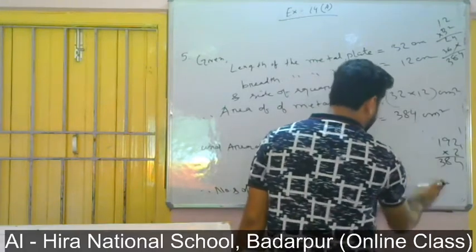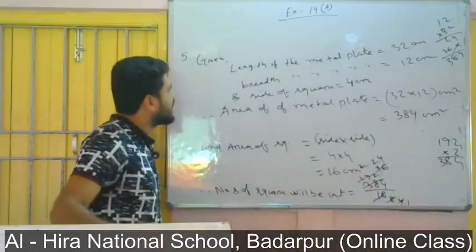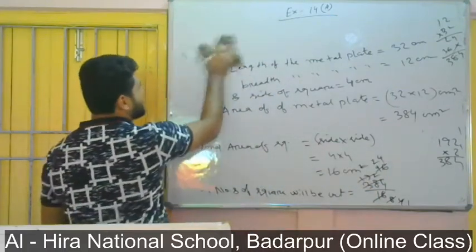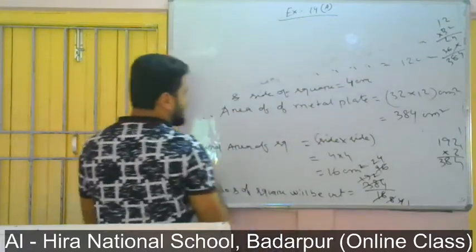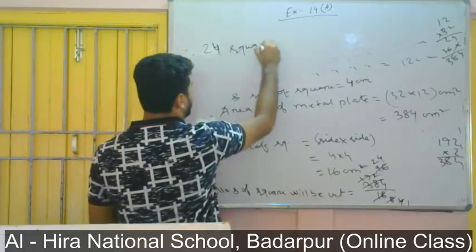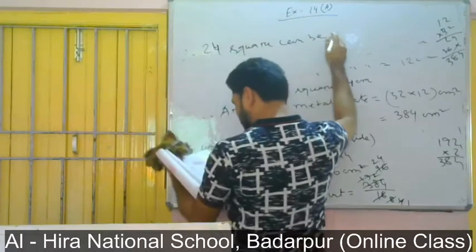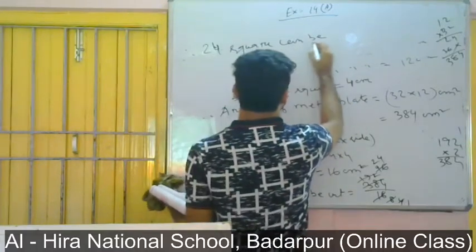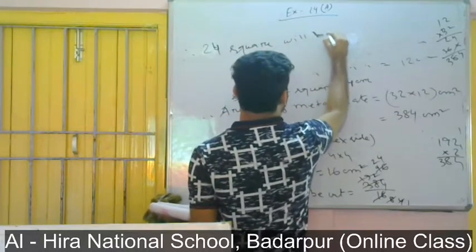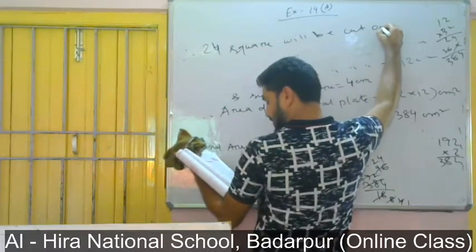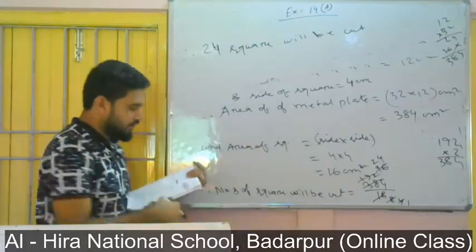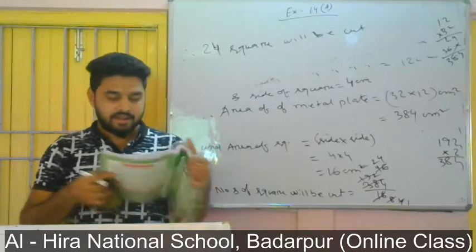Okay, so write, after cutting you will get what? 24. Okay, so write, therefore 24 square can be, how many square will be cut off? 24 square will be cut off. Okay. 24 square will be cut. That means you can cut 24 squares having side 4 centimeter.